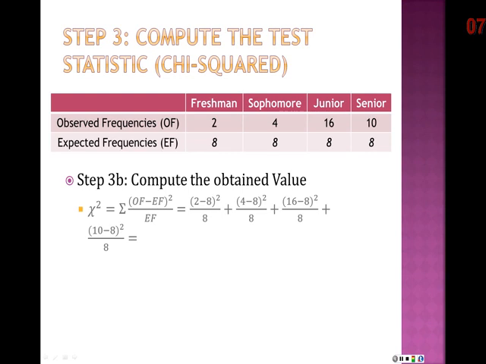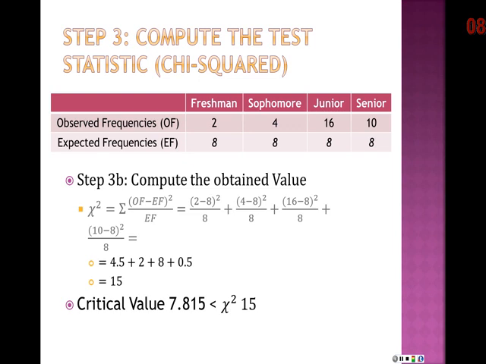And so what we do is plug these numbers here. So this is for cell 1, so this is freshman, this is the equation for freshmen, this is the equation for sophomore, juniors, seniors. And when we get all those together, we have 4.5 plus 2 plus 8 plus 0.05. So we sum all those numbers up, and our final answer here is 15. And so what we find is that 15 is greater than the critical value of 7.815.